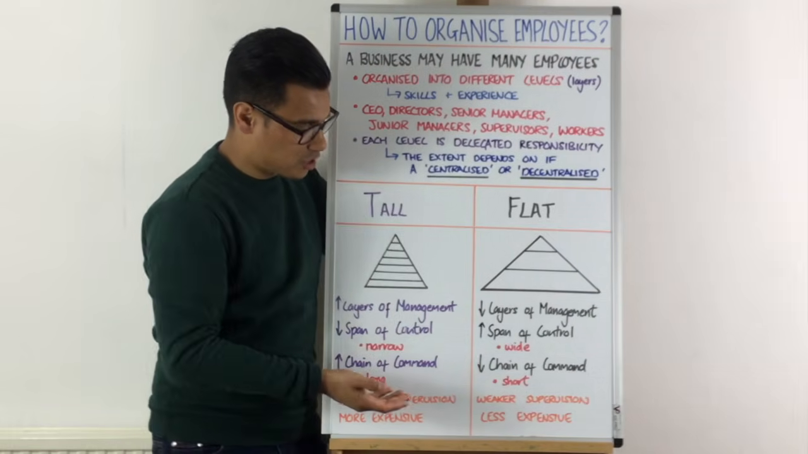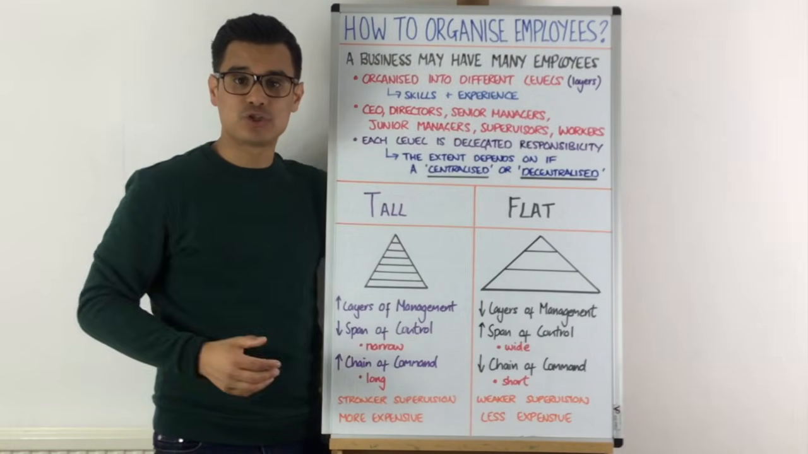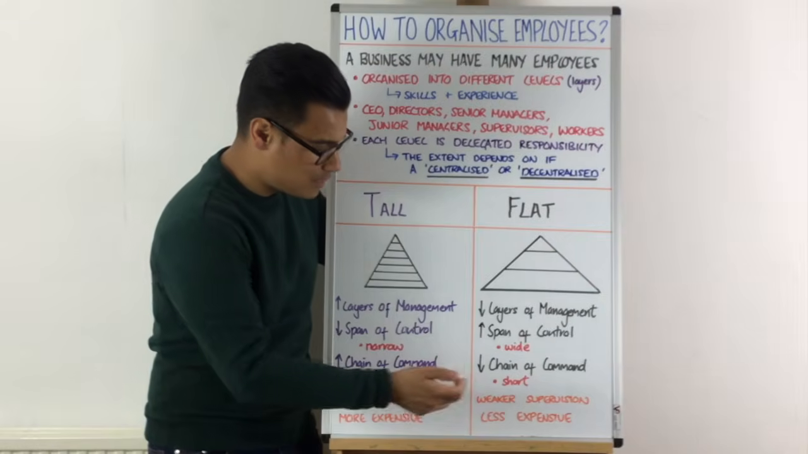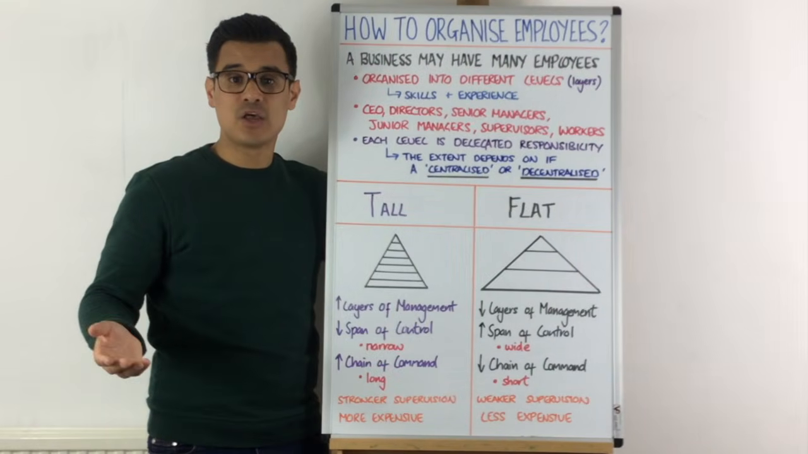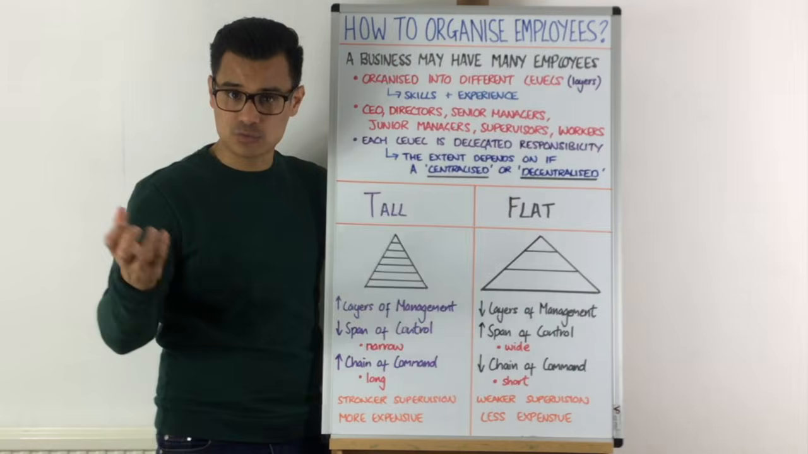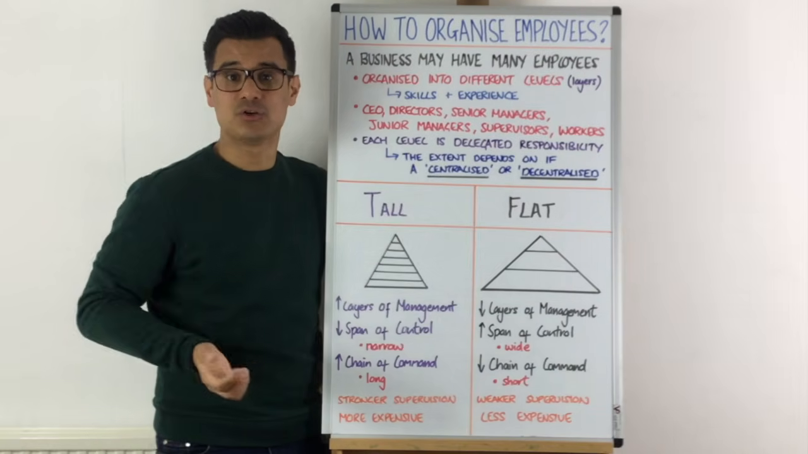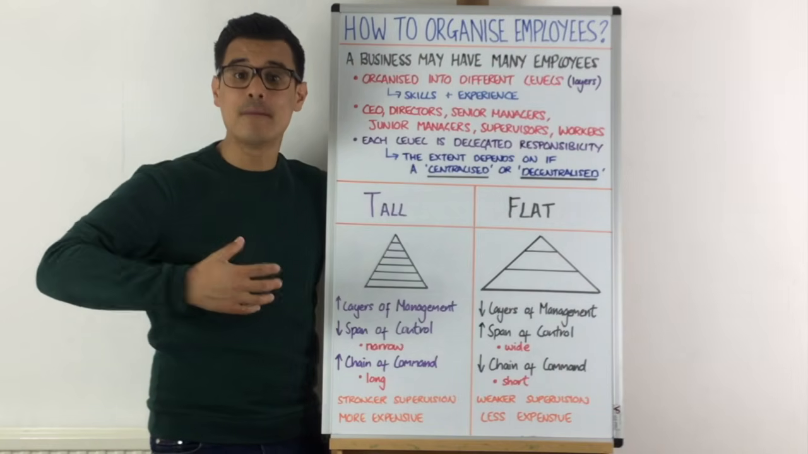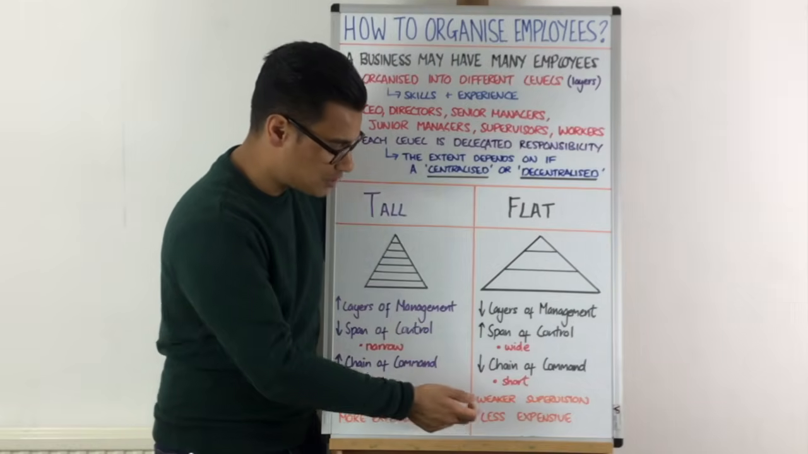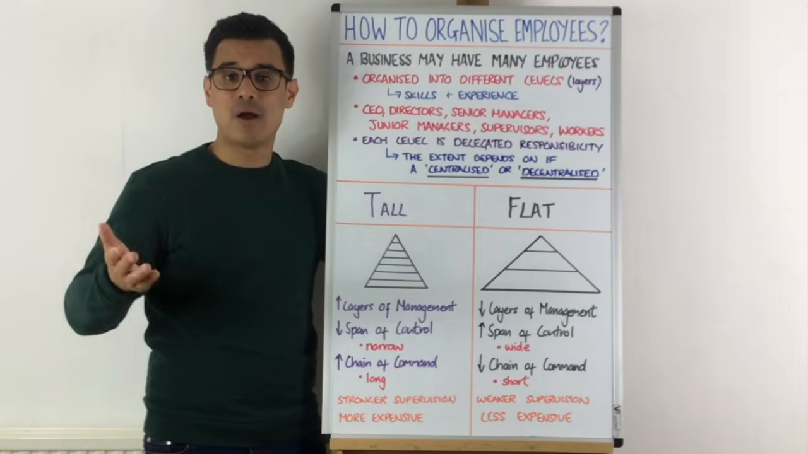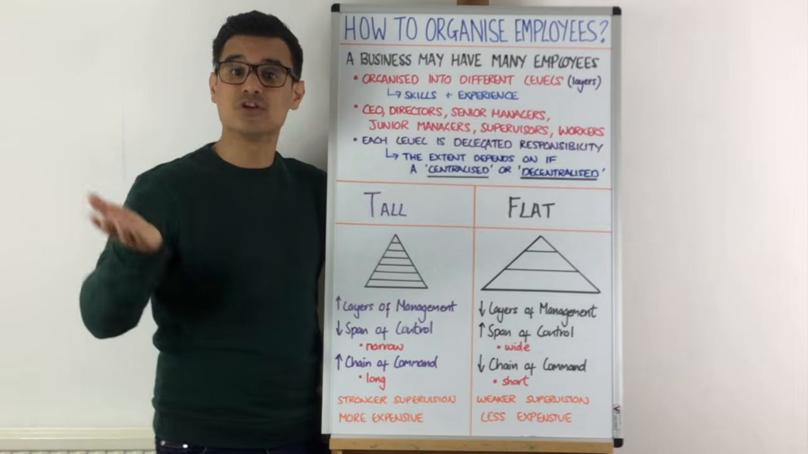But when you've got a flat structure, you tend to have a wider span of control. And a wider span of control means that you've got weaker supervision. So you must ensure that you've got trustworthy staff because you can have less focus on them because managers have got to manage many more people, many more workers. But because you've got less managers, it might be less expensive because you're paying less of those managers' wages.